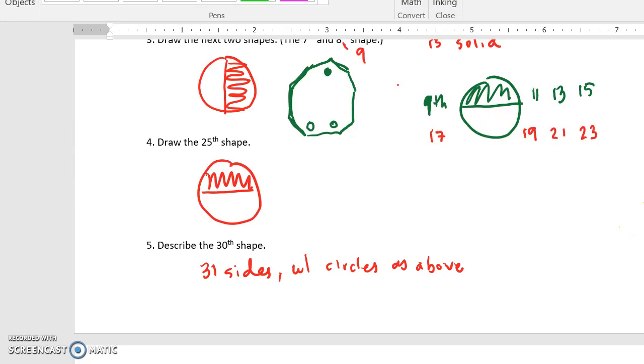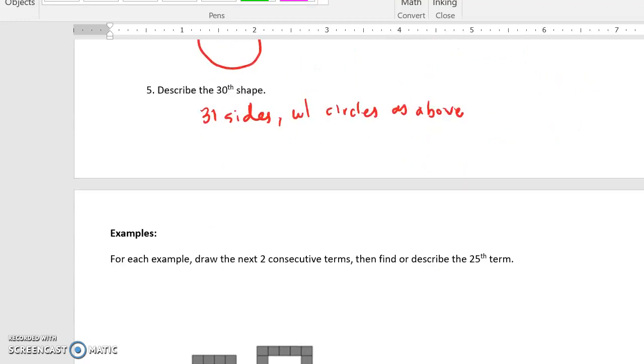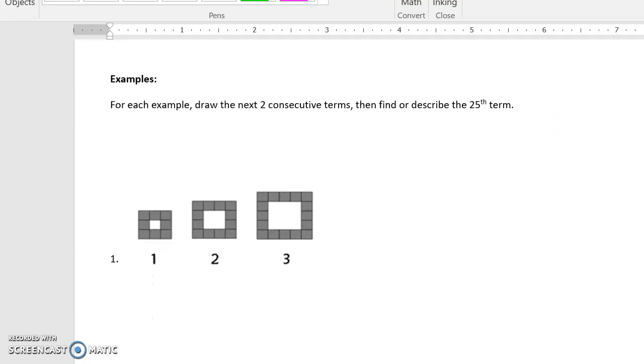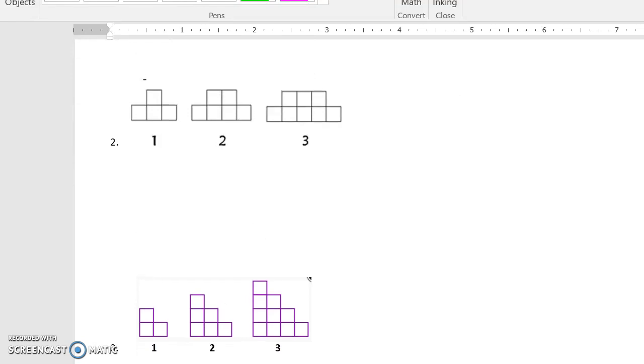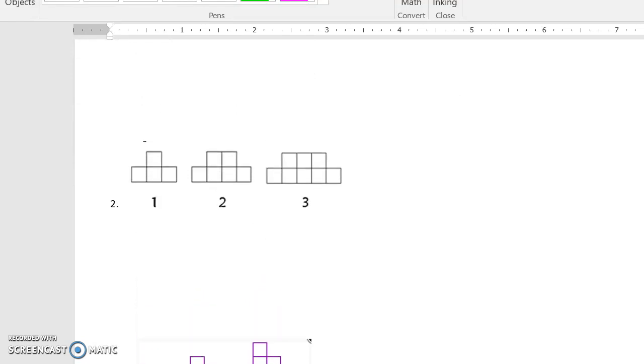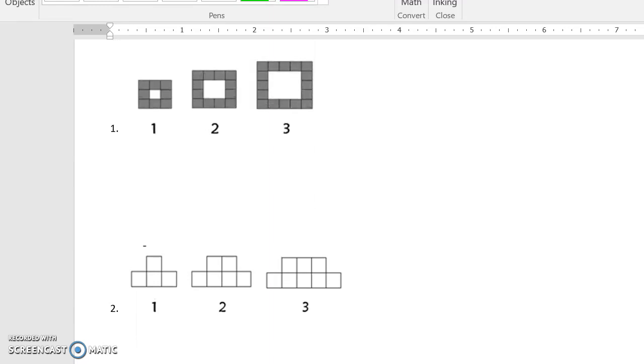So again, patterns can be really visual. Geometry is a really visual subject, but geometry also has, of course, the numeric component because it's math. And so we want to be able to do both. So I want you to look at these next 3 examples, and we will discuss them when we meet, but I want you to try them.